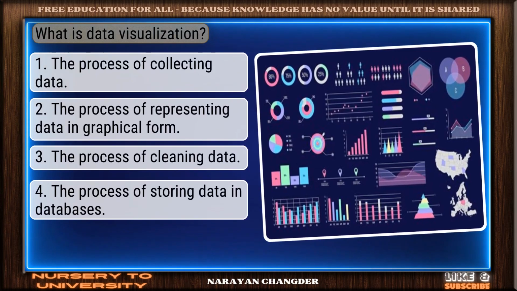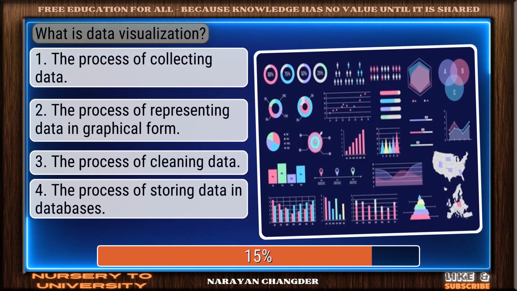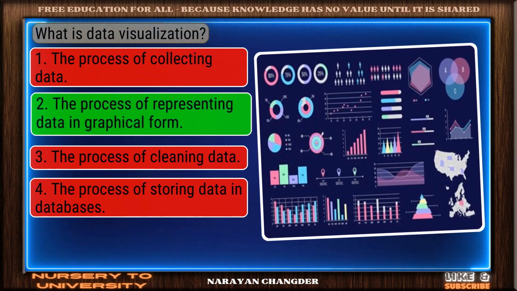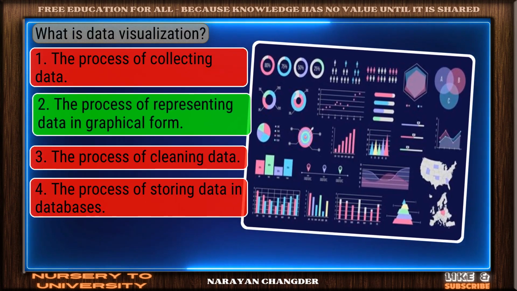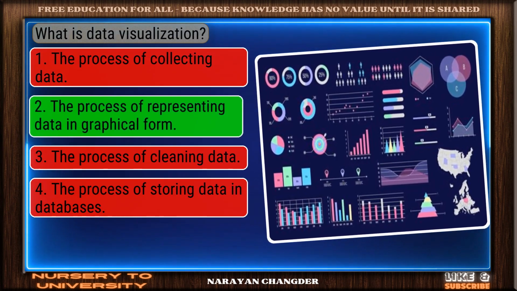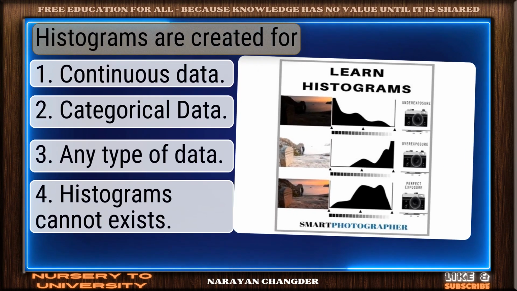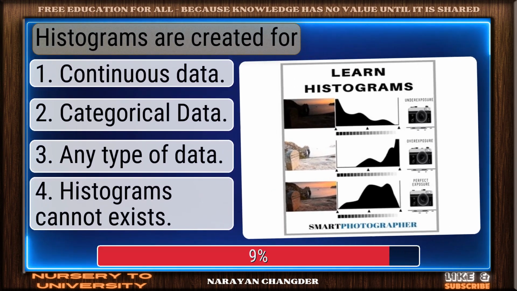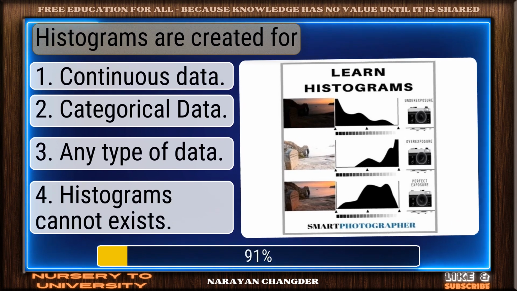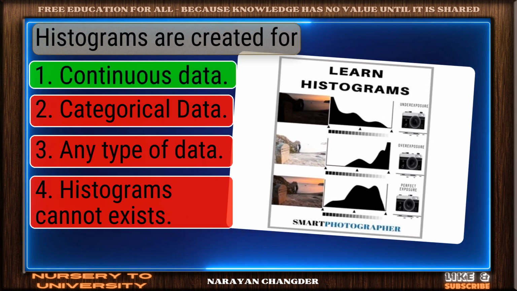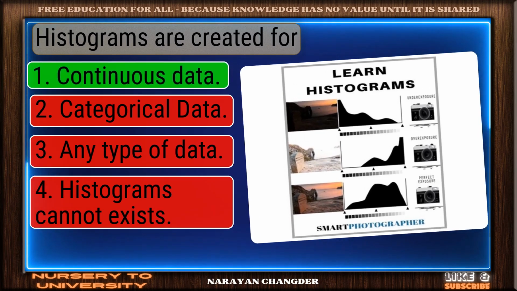Question number 73. What is data visualization? Nice selection. The process of representing data in graphical form is the correct and valid answer. Question number 74. Histograms are created for. Exactly. Continuous data makes sense and it is right choice.